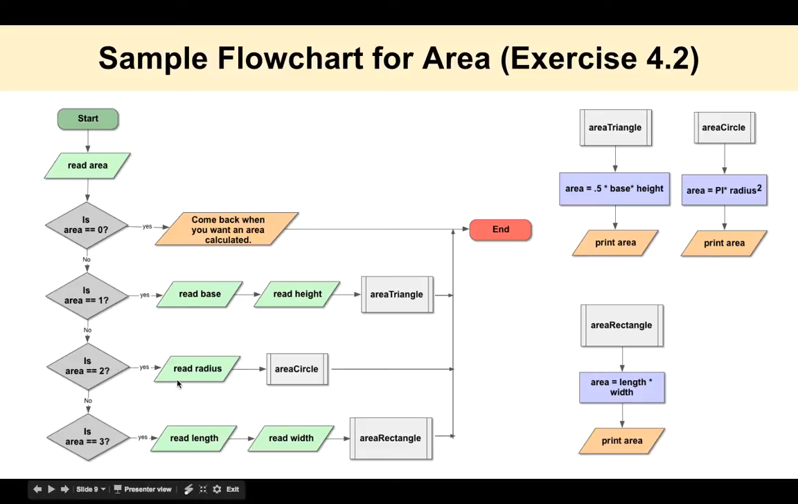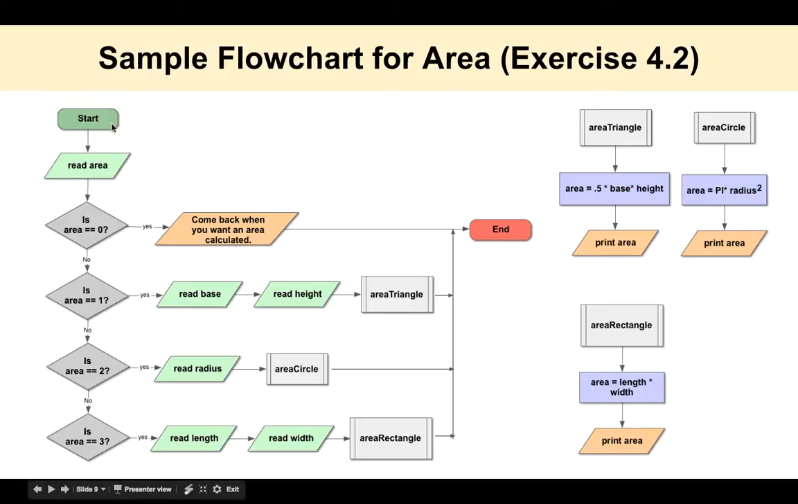So I'm going to get the radius input from the user, I'm going to call the area circle method, I'm going to go over here, and then I'm going to do a calculation, and I'm going to do pi times radius squared. I'm going to print the area of the circle, pop back over here, and there's nothing else to do, so my program ends.